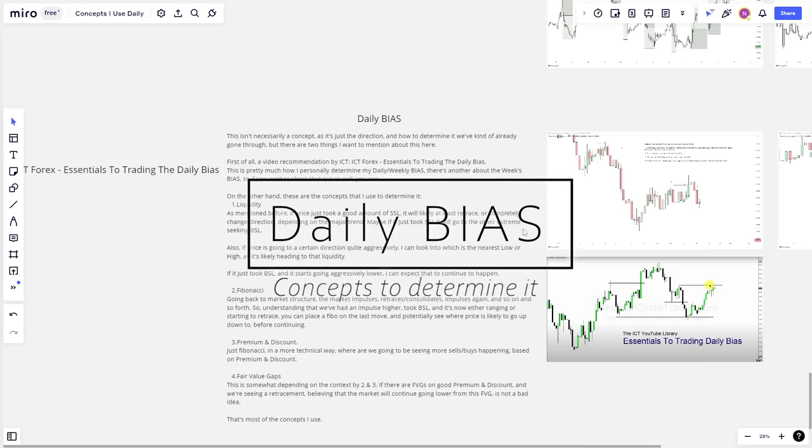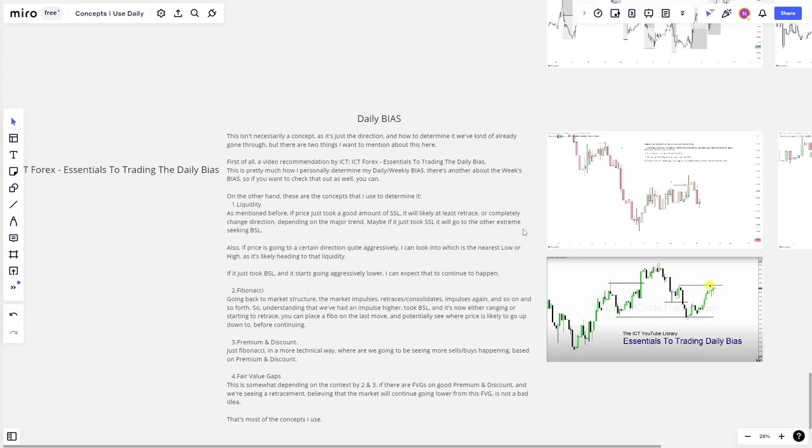The daily bias is not a concept, first of all, but it's something really important. It is not, in my opinion, necessary, as we'll discuss later. I don't think it's necessary, but I do believe that it is something that can allow us to have a little bit of an extra percentage in our favor, an extra percentage in the probability, I mean, right?